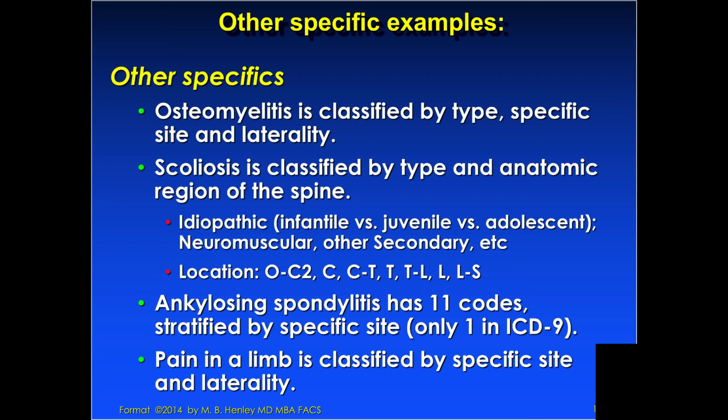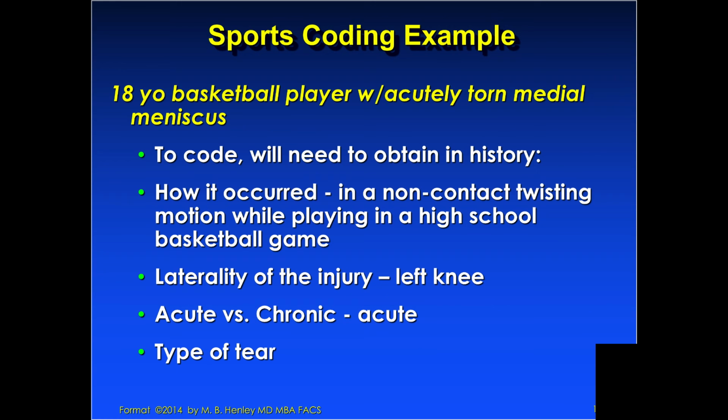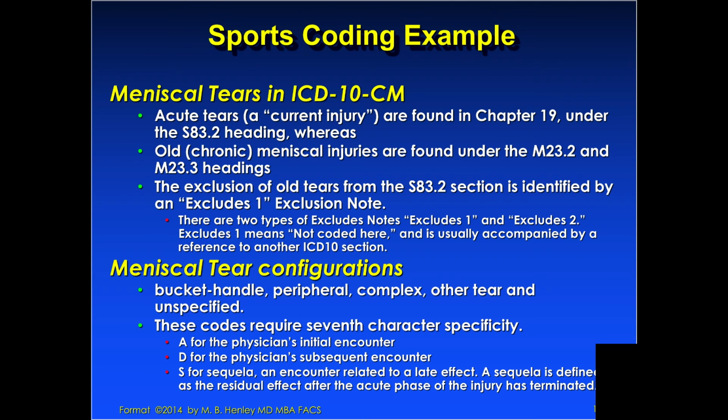Let's take an example of a sports coding example of an 18-year-old basketball player with an acutely torn medial meniscus. So in the history, you'll need to obtain how it occurred, and he tells you he was going to the hoop and in a non-contact twisting motion while playing ball in a high school game, left knee, and it's acute. The acute tears are diagnosed as a current injury. There's also, in the M chapter, chronic meniscal injuries, so degenerative tears are found in chapter M, whereas acute injuries are found in chapter S under S83.2.